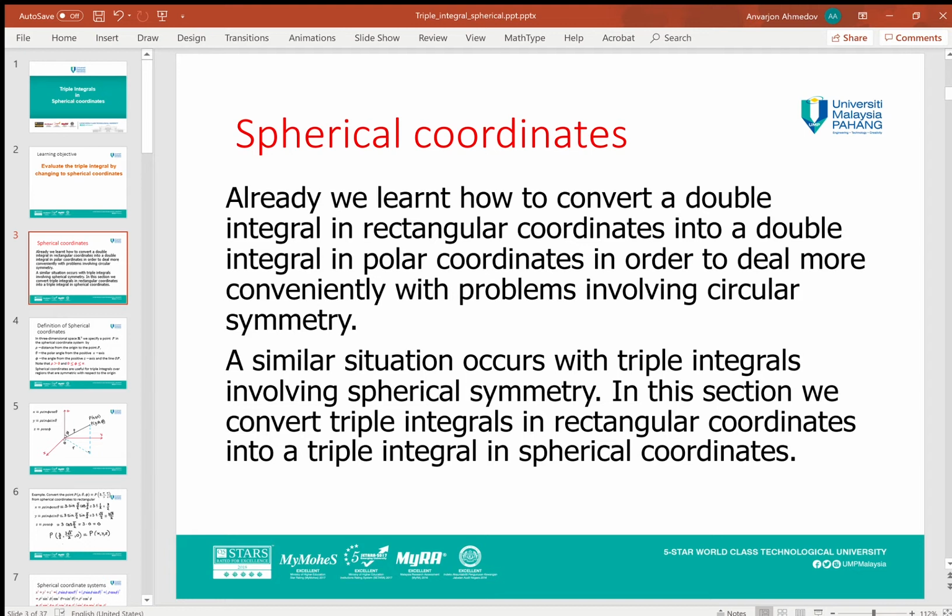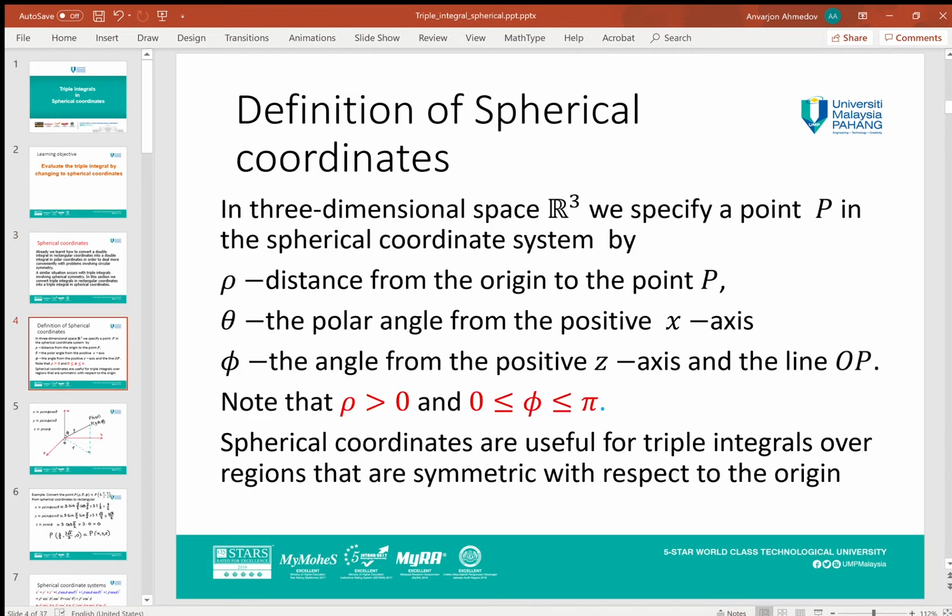A similar situation occurs when we consider triple integrals involving spherical symmetry. In this class, we convert triple integrals in rectangular coordinates into triple integrals in spherical coordinates. First, let's proceed with the definition of spherical coordinates.